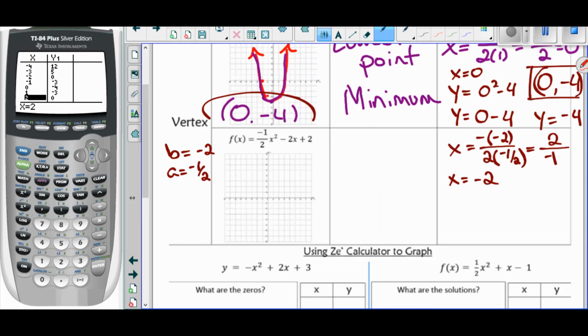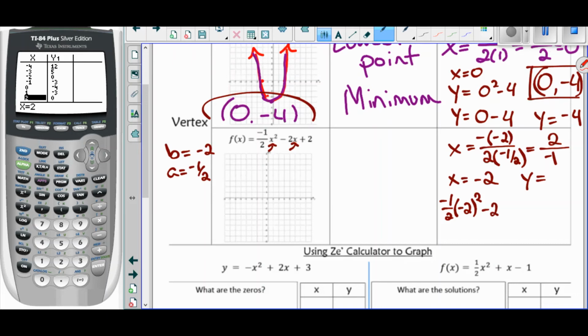Now I'm going to find the y value for that vertex. So I'm looking for y, which means I'm going to take negative 2 and plug it in. Negative 1/2 times negative 2 squared. Please don't forget to put parentheses around just the number. The exponent is on the outside, the negative sign is on the inside, the number negative 2 goes in parentheses, everything else is on the outside.